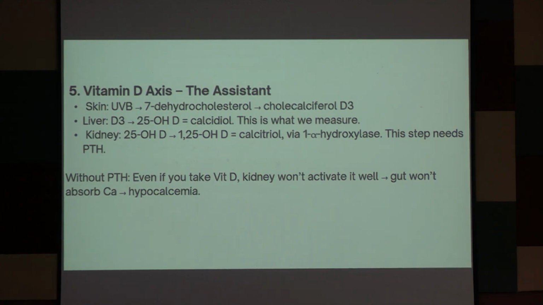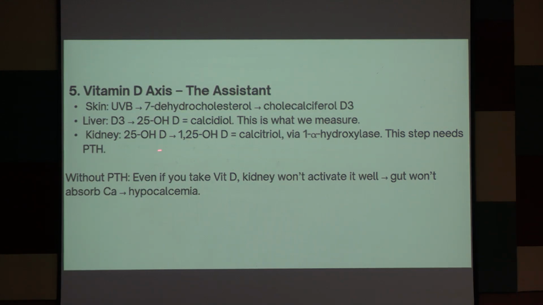Skin ultraviolet B converts 7-dehydrocholesterol to cholecalciferol, D3. This D3 is converted to 25-OHD, which is calcidiol. And the vitamin D3 we measure in blood is this calcidiol. Calcidiol is what we measure.